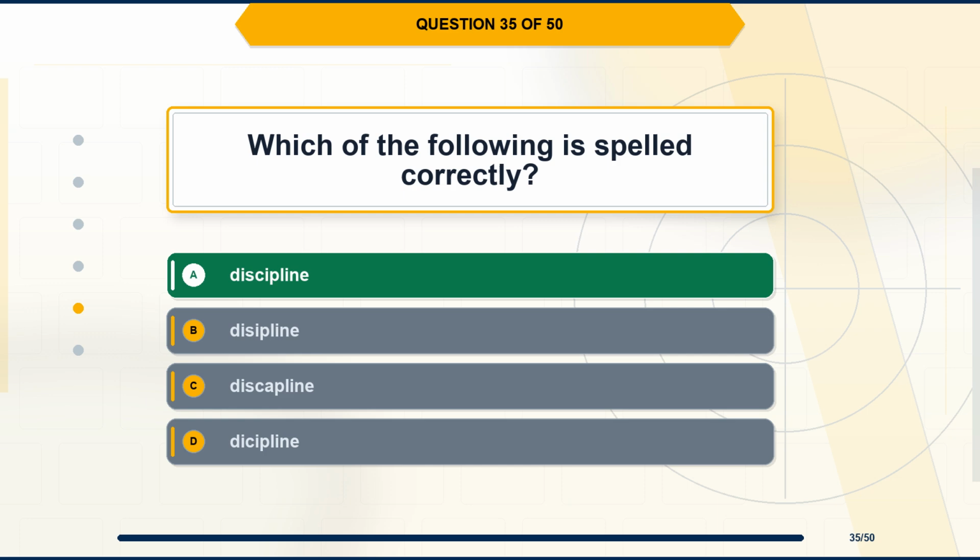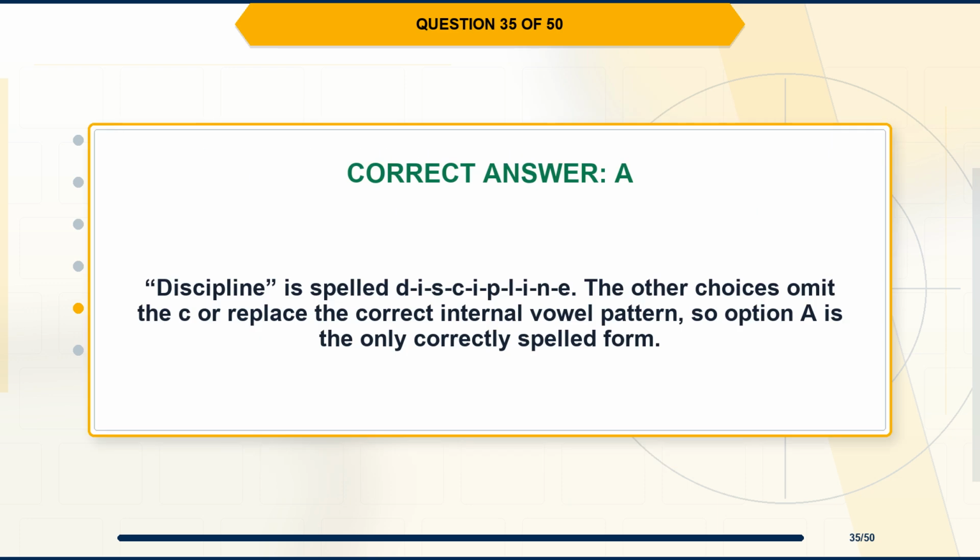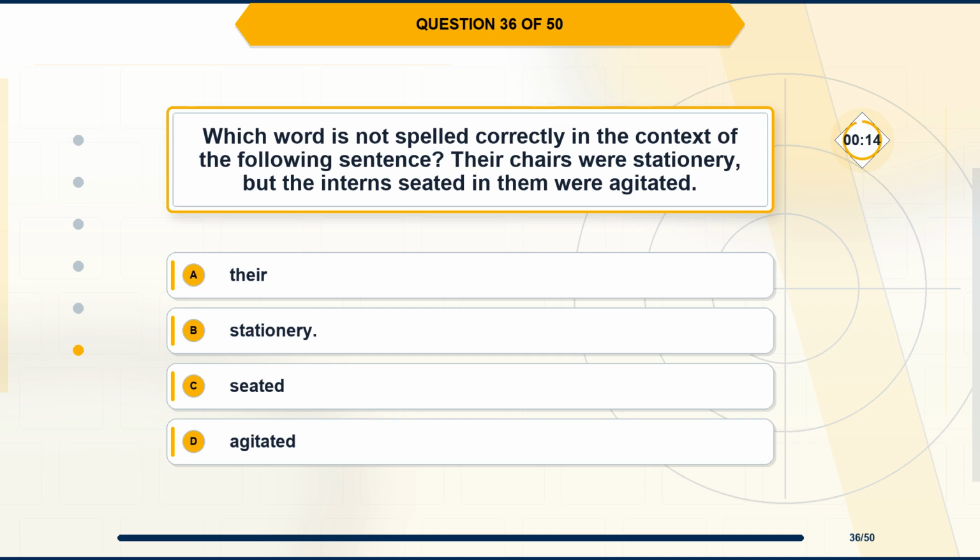The correct answer is option A. Discipline. Explanation. Discipline is spelled discipline. The other choices omit the C or replace the correct internal vowel pattern, so option A is the only correctly spelled form. Question 36. Which word is not spelled correctly in the context of the following sentence?